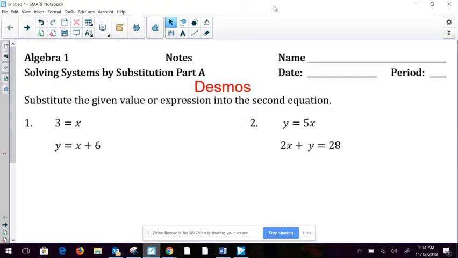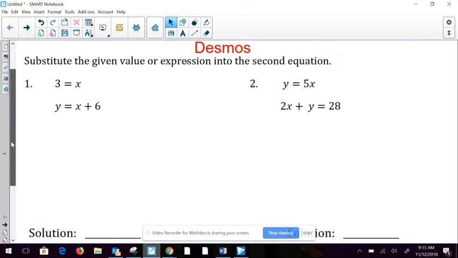So the past couple days, we have solved a system of equations by looking at their graphs. We would graph each line and we would see where they intersect, and that point would be our solution. Today, the big difference is now we're going to be solving it algebraically. So let's go ahead and get started.